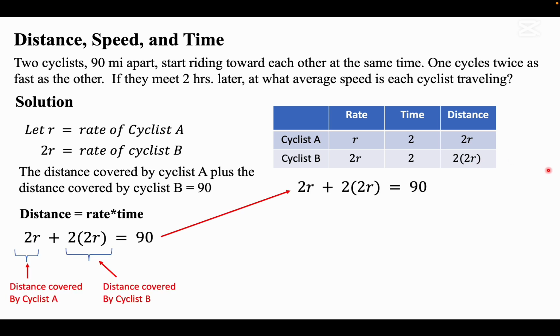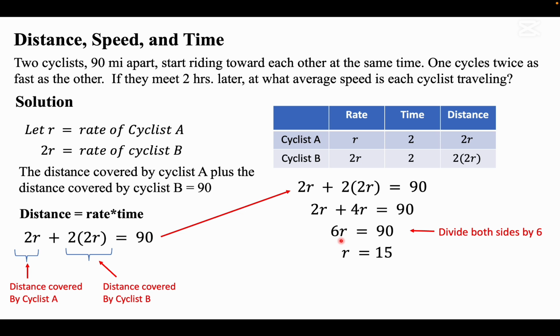Now, we're going to solve this equation for r. So first things first, we're going to multiply this. So that will give you a 4r. 2r plus 4r is going to be equal to 6r. So we get 6r equals 90. And to solve for r, we're going to divide both sides by 6. And the reason that we're dividing by 6 is because we're multiplying here. To undo that, we have to do the inverse of multiplication, which is division. So divide both sides by 6, you get r equals 15.